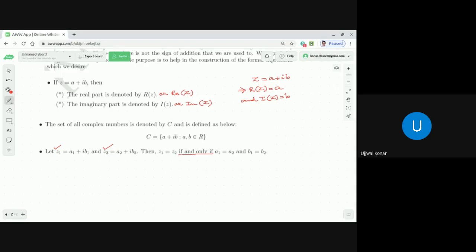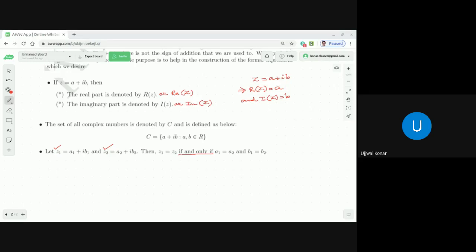That means if we get two complex numbers z1 and z2 such that the real part of z1 is equal to the real part of z2 and the imaginary part of z1 is equal to the imaginary part of z2, then you can conclude that these two complex numbers are equal, z1 equals z2. That is why this statement, if and only if. That means z1 is equal to z2 if a1 equals a2 and b1 equals b2, and conversely, if a1 equals a2 and b1 equals b2, then z1 is equal to z2. Correct, not, dear students?